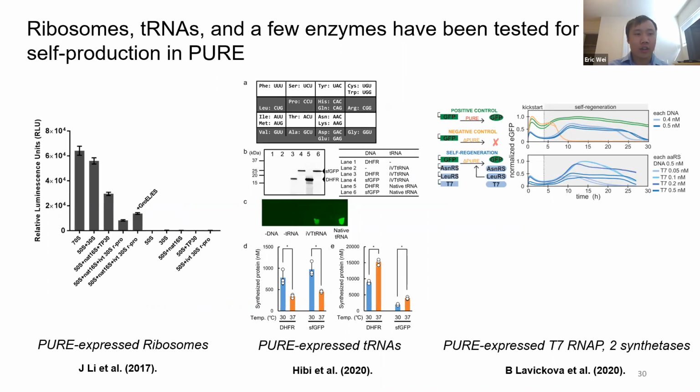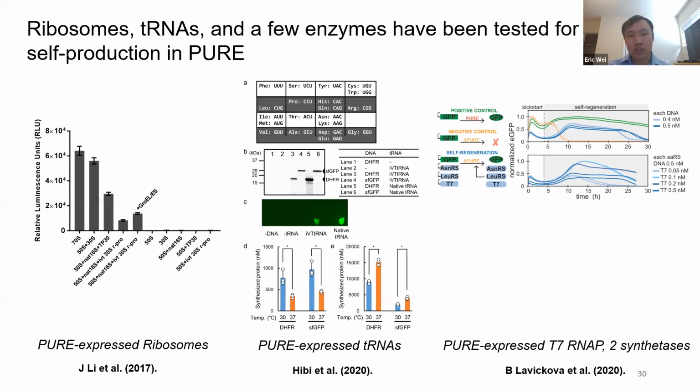So for example, in Jun Li and George Church's lab, they were able to express the 30S subunit ribosomal proteins in PURE, and coupled with the natural 16S RNA and natural 50S subunit of the ribosome, they were able to recover about 13% relative expression to the natural full 70S ribosome. Interestingly, when they added chaperones to the system, they were able to increase that number.